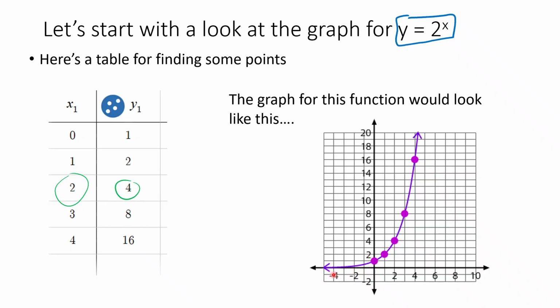Notice the shape of the graph. It actually starts out looking really, really flat. And the further you go to the left, it's going to look super, super, super flat. It's never going to be negative because I can't take a positive number and raise it to a power and get a negative number out. And then once it starts to curve, it gets steeper and steeper and steeper, and it gets really steep really fast. And that's part of the nature of the exponential graph there.